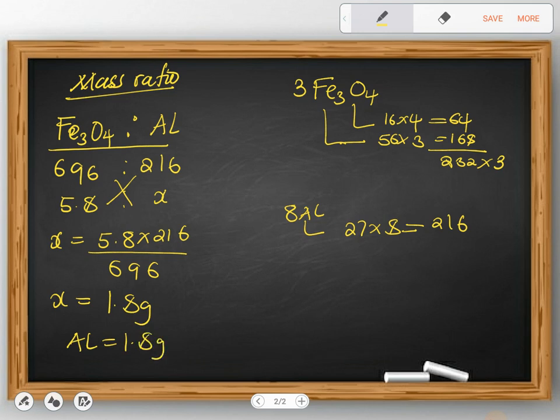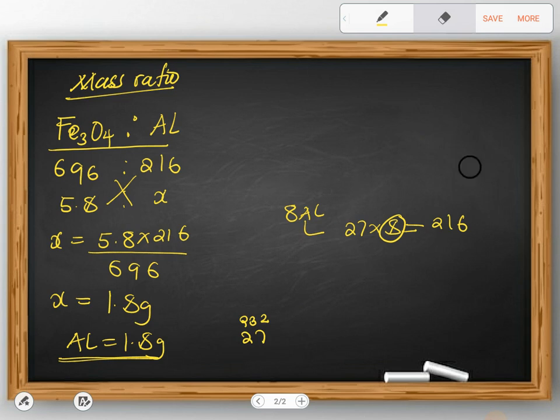This method is quite straightforward. While for the other one, like I said, these numbers are not included. So here we are going to remove the 8 and the 3. Let me just keep 232 and 27. The second method is what we call the mole ratio.